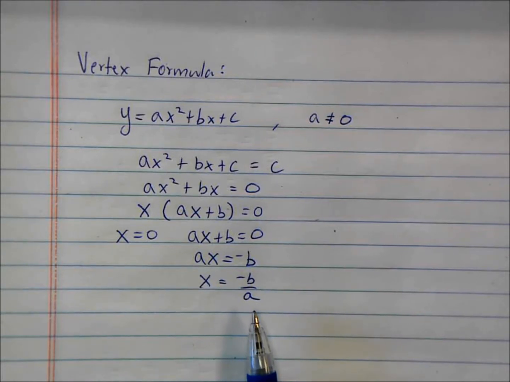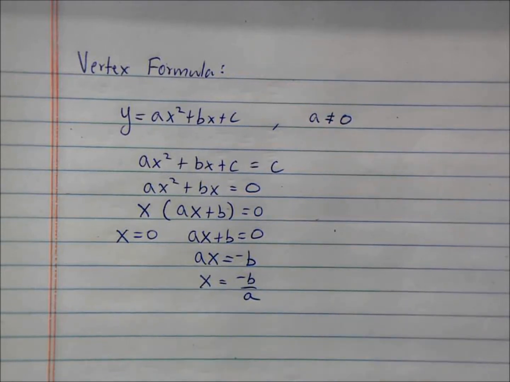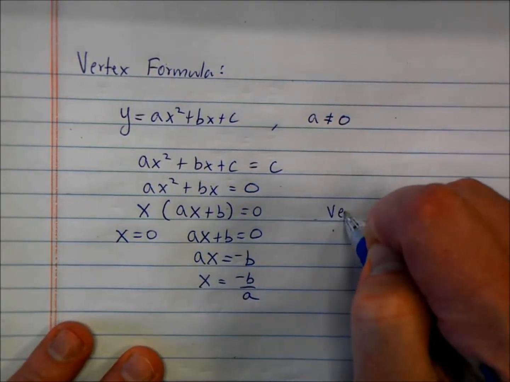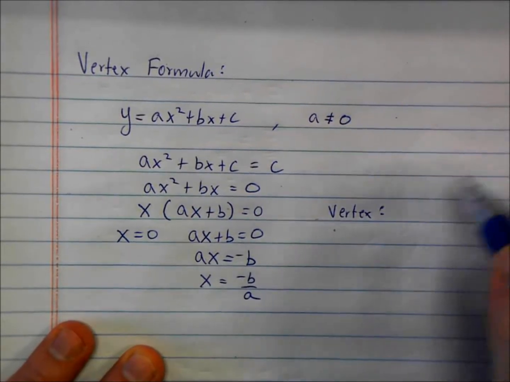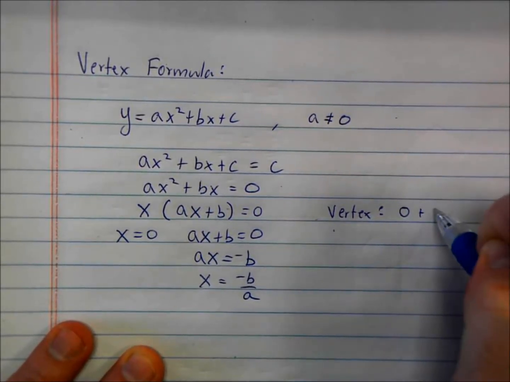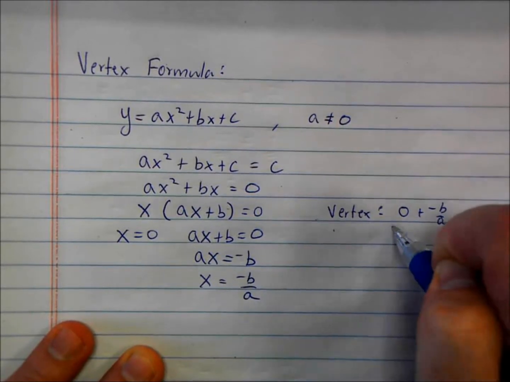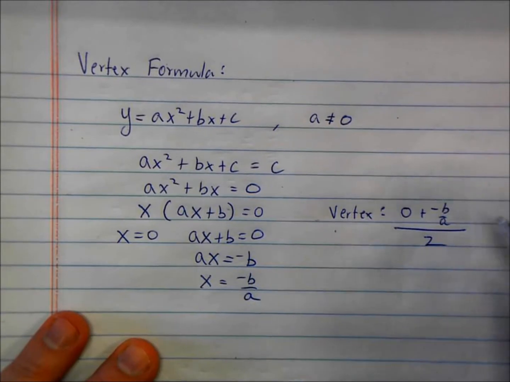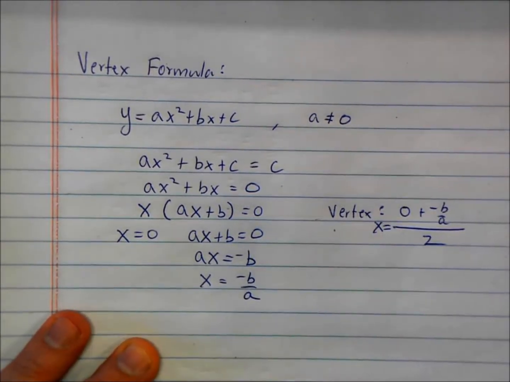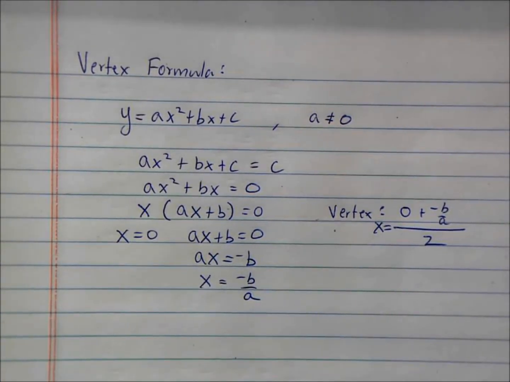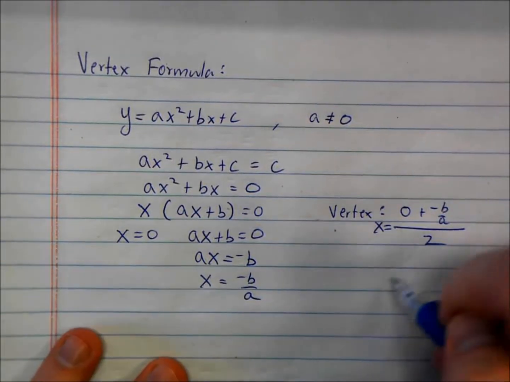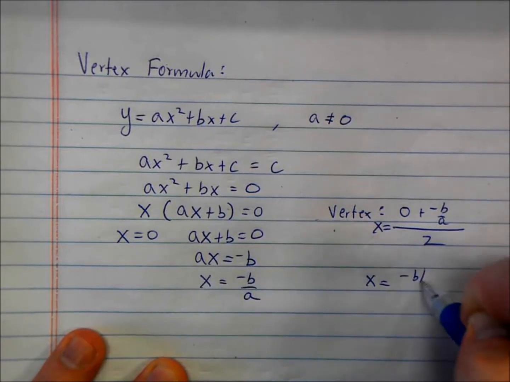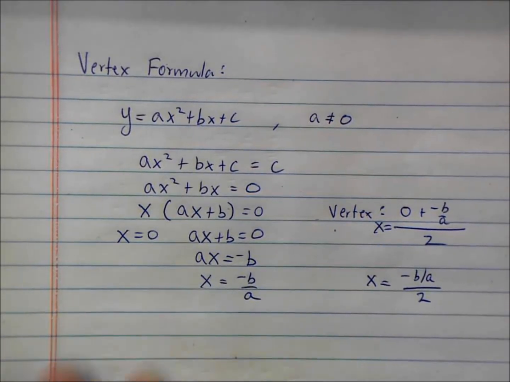Well, how do you find halfway in between 2 numbers? You add them together and you divide by 2. So I take 0 plus negative b over a, and I divide by 2. And this is going to be the x number of the vertex. What's 0 plus negative b over a? Negative b over a. So we have x equals negative b over a over 2.